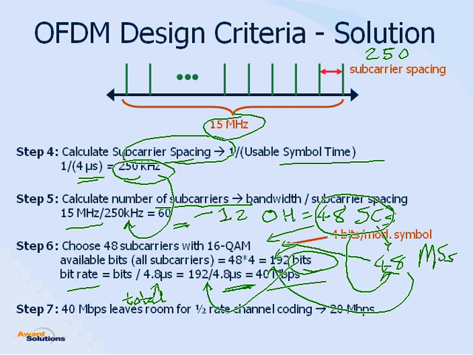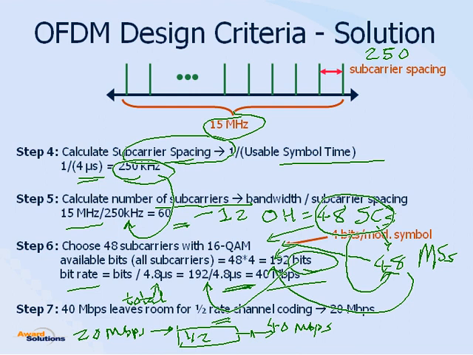But we just need 20. So it means that we can do coding. So we have 20 megabits per second, and then we will do coding by rate 1/2. So we are doing the repetition in some fashion. That will give us 40 megabits per second, and now we are all set.